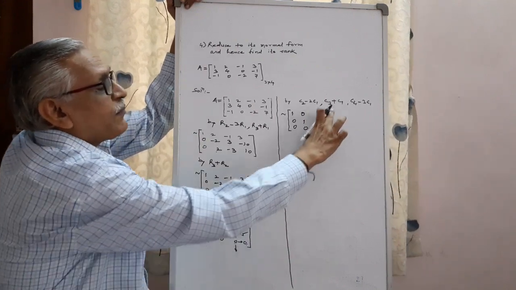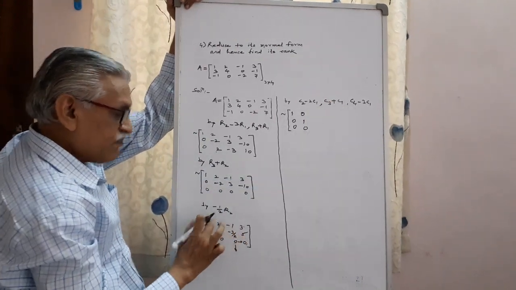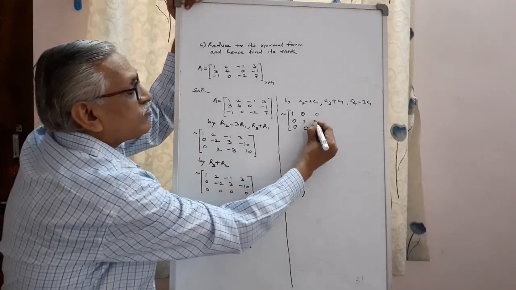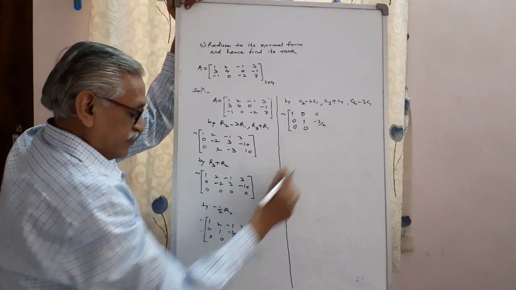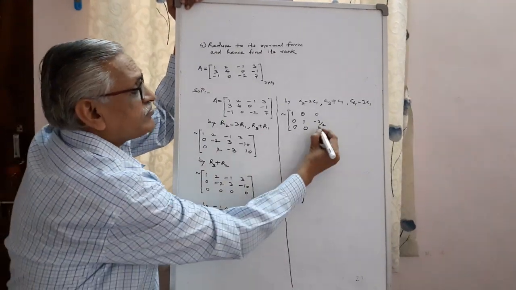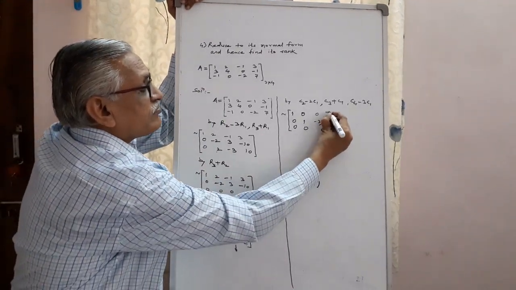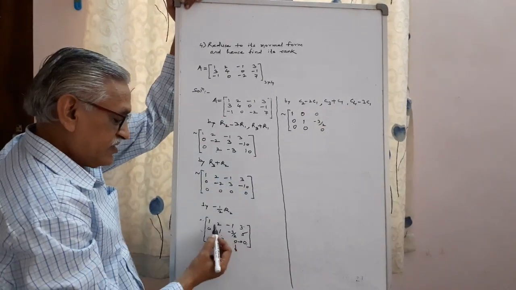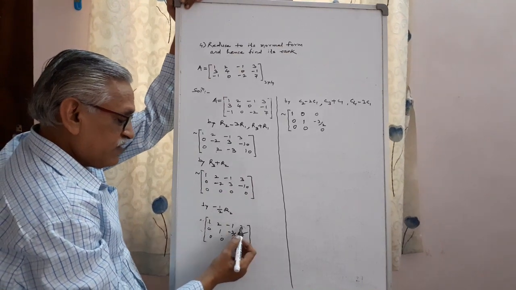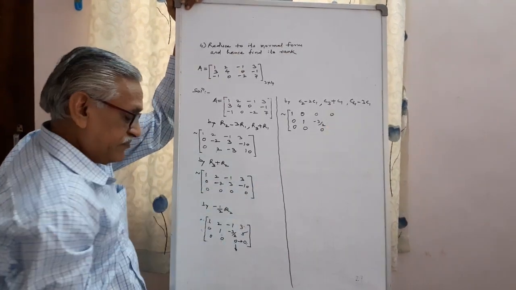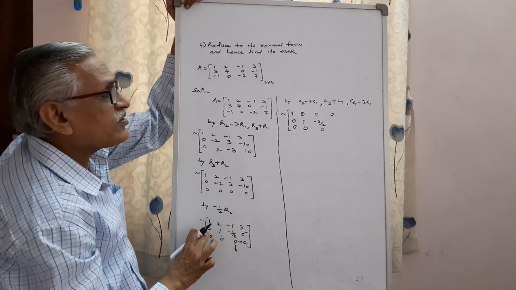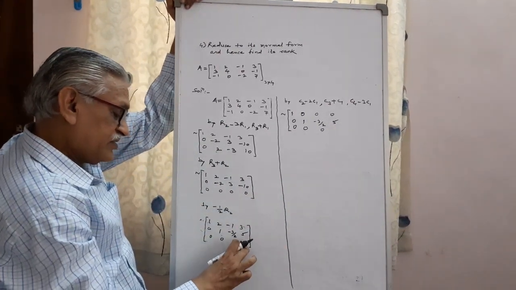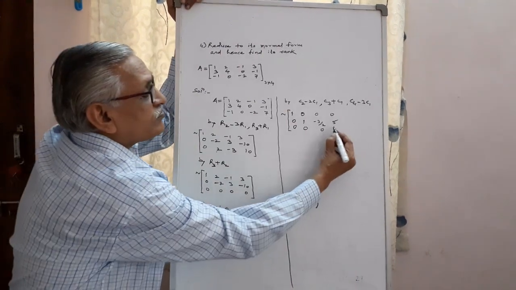Then apply C3 plus C1: minus 1 plus 1 is 0, minus 3 by 2 plus 0, 0 plus 0. Then applying C4 minus 3 C1: 3 minus 3 times 1 is 0, 5 minus 3 times 0, and 0 minus 3 times 0.